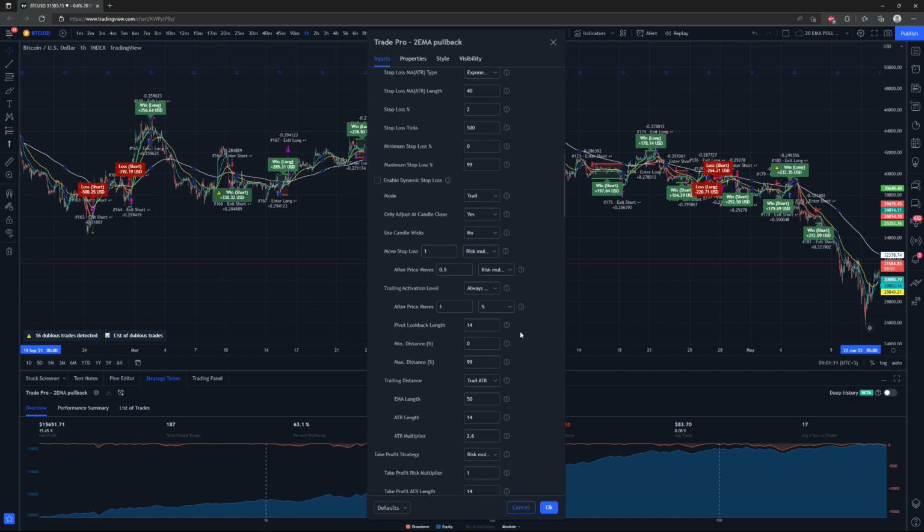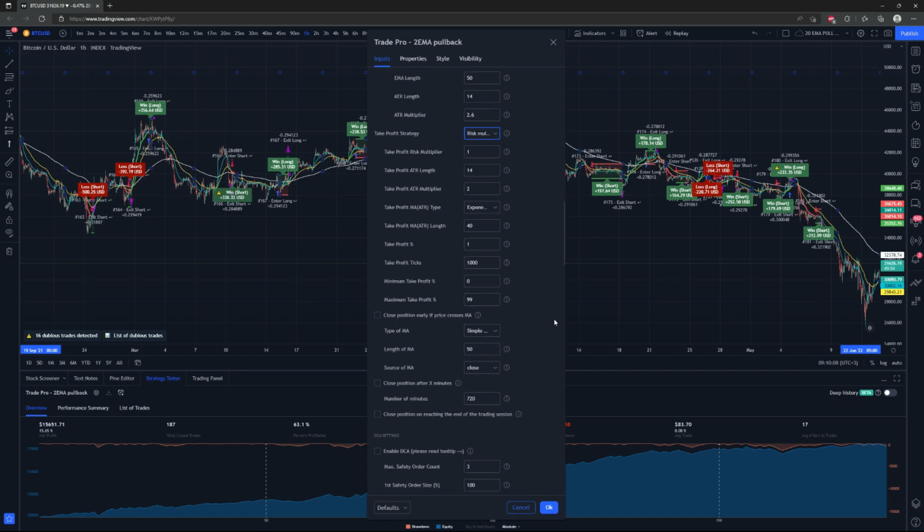loss or trailing the stop loss as well. Now let's talk about the take profit strategy, which right now I have set to a risk multiplier, and then I chose 1. So it's going to be using a 1-to-1 risk to reward ratio. If I set it to 2 here, then it's going to be using a 1-to-2 risk to reward ratio, or anything in between, whatever you would like to set there.